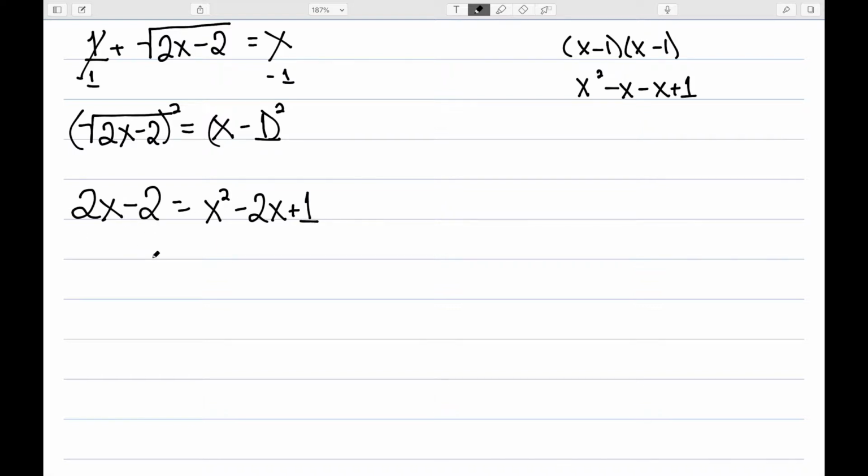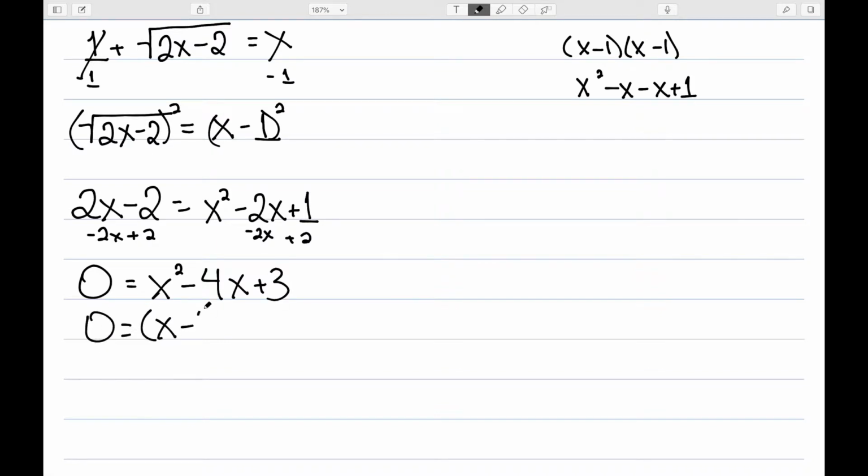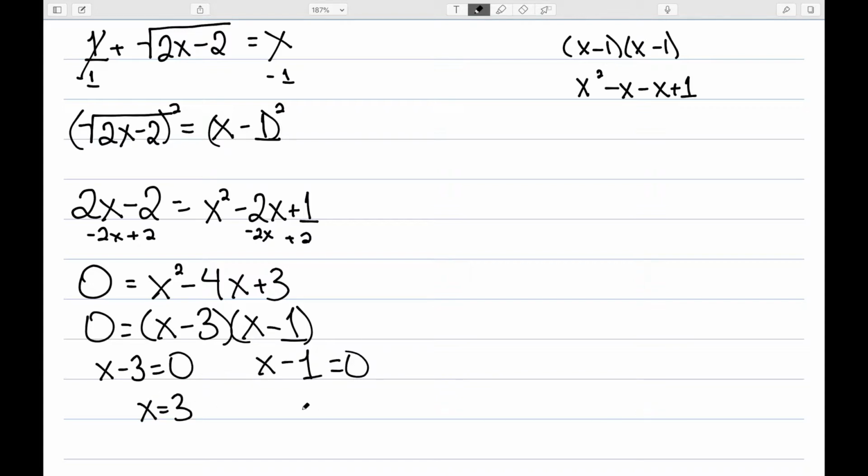Since we have an x squared, we want to get everything on one side. So I'm going to subtract 2x over and add 2. That gives me x squared minus 4x plus 3. And this can factor into x minus 3, x minus 1. That tells me x minus 3 is equal to 0 or x minus 1 is equal to 0. So x is 3 or x is 1. And we do need to double check both of these.